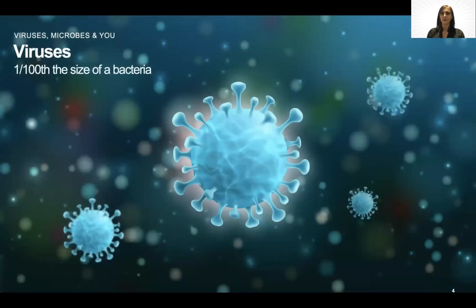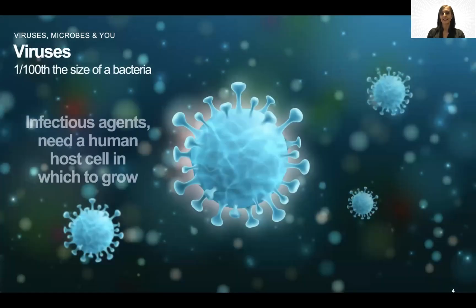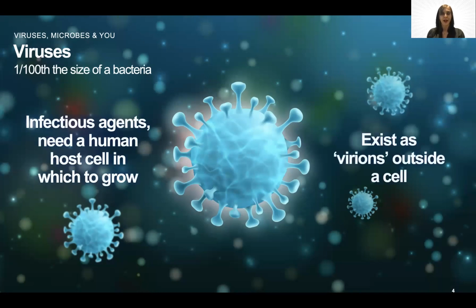Now, viruses are a little bit different. They're teeny tiny. They are infectious agents, but they can only duplicate themselves if they infect a human cell. Outside of human cells, we call them virions. So here's a cartoon of a coronavirus virion, and you can see the spikes that line the outside and give it its name of a corona.